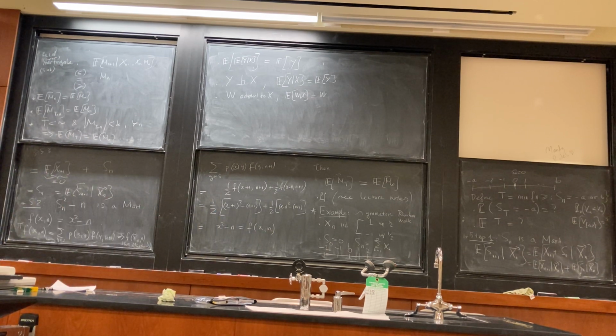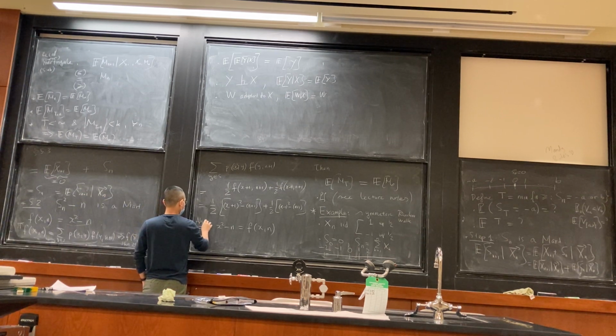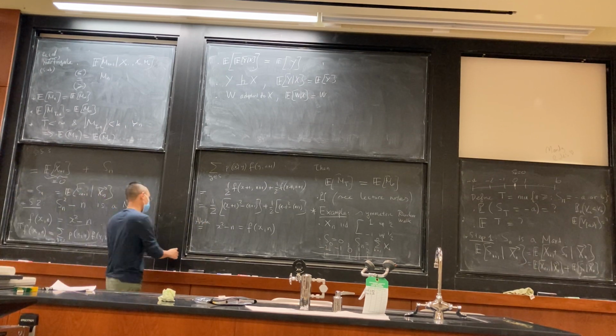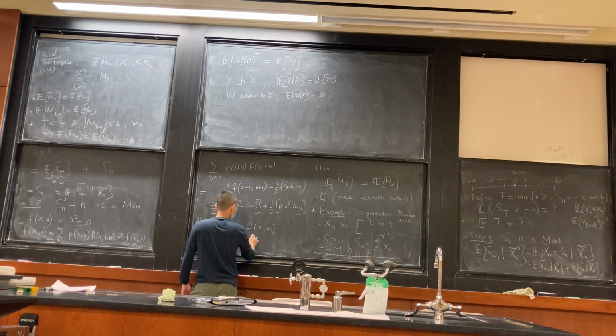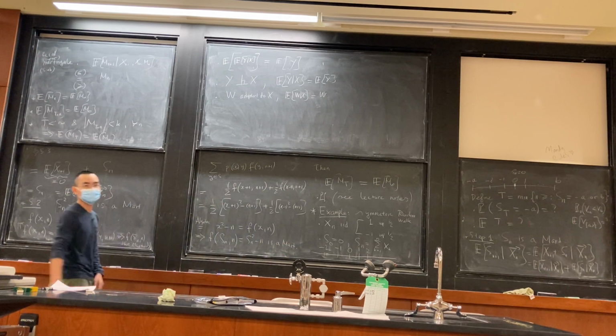This algebra over here shouldn't be difficult for you guys. So anyway, the conclusion is that f evaluated at the Markov chain, which is Sn squared minus n, is a martingale.